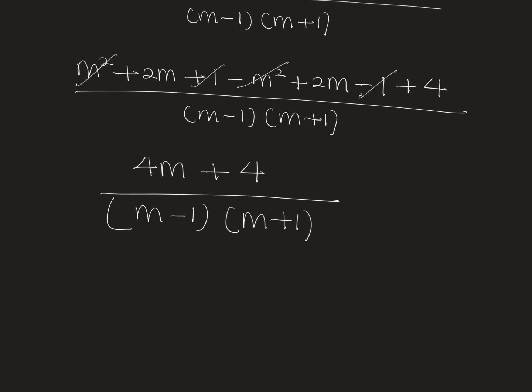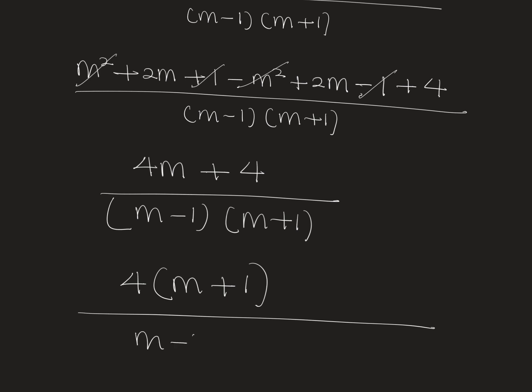Now what can we do with this? On the numerator, 4 is common. So if we factorize 4 out, we'll have 4 into m plus 1. That's the factorized form of that. Because 4 times m will be 4m. 4 times 1 will be 4. All over m minus 1 into m plus 1.